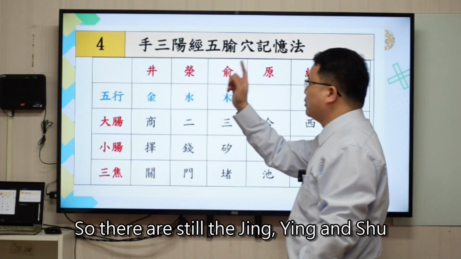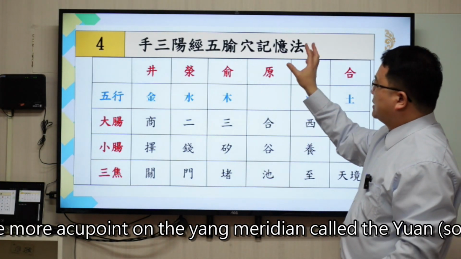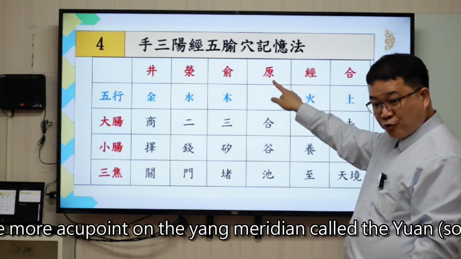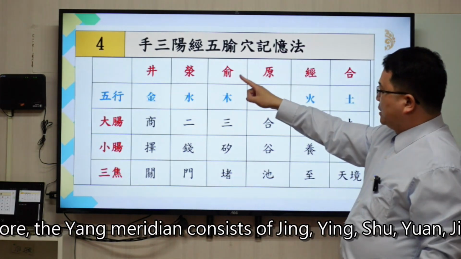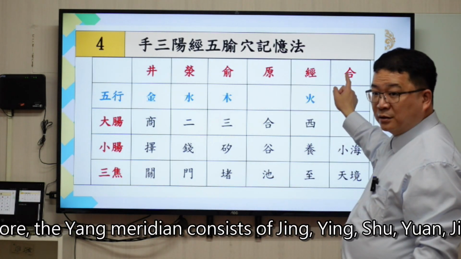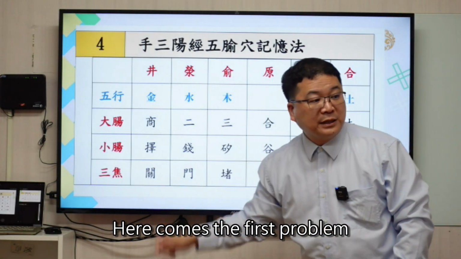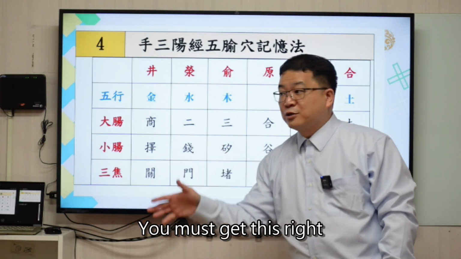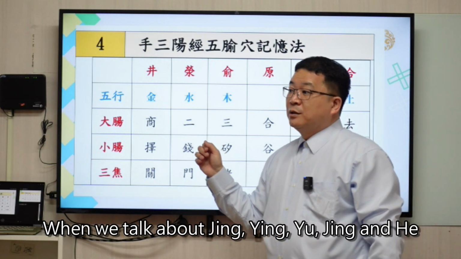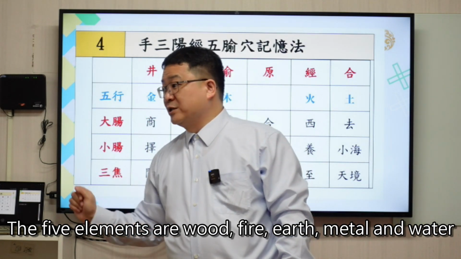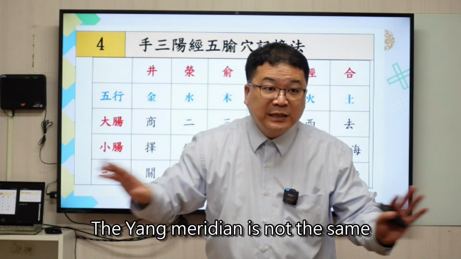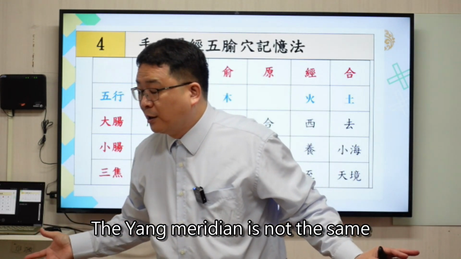So there are still the Jing, Ying, and Shu. But there is one more acupoint on the Yang meridian called the Yuan source. The Yin meridian does not have this. Therefore, the Yang meridian consists of Jing, Ying, Shu, Yuan, Jing and He. Here comes the first problem. You must get this right. When we talk about the Yin meridians, the 5 elements of Jing, Ying, Shu are wood, fire, earth, metal, water. But the Yang meridian is not the same.